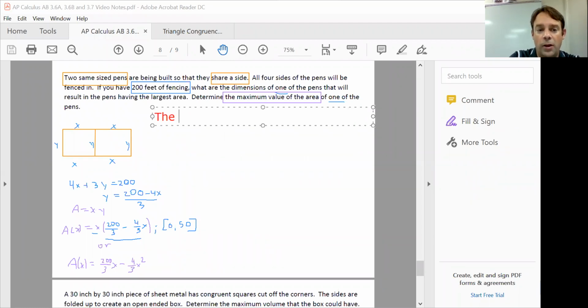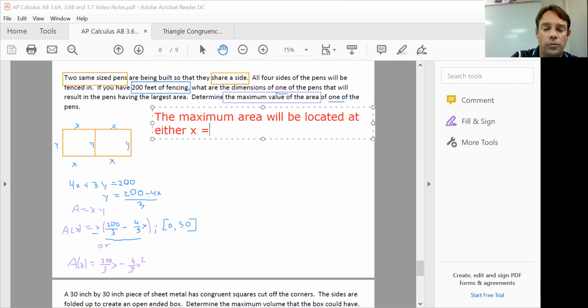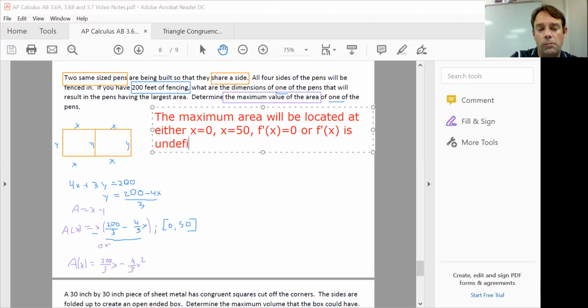So we say what we're going to do. The maximum area will be located at either x equals 0, x equals 50, f prime of x equals 0, or f prime of x is undefined. So what we're going to do, now we go through and we do the work.